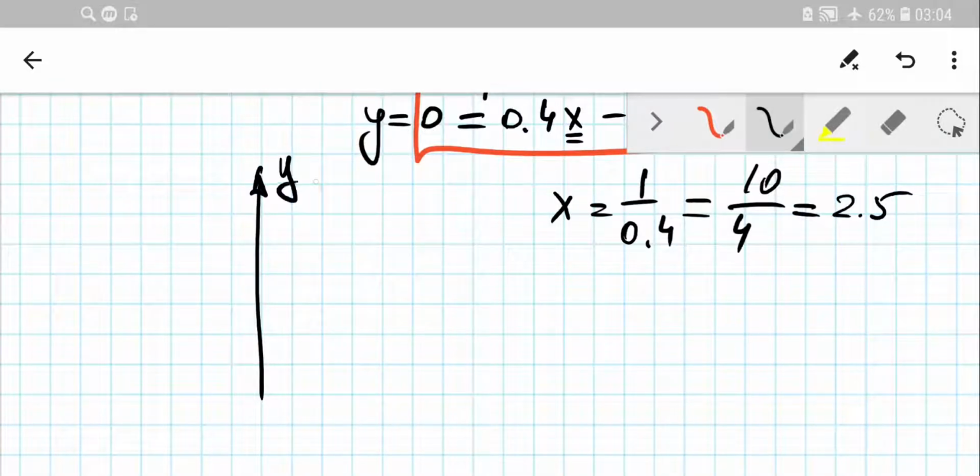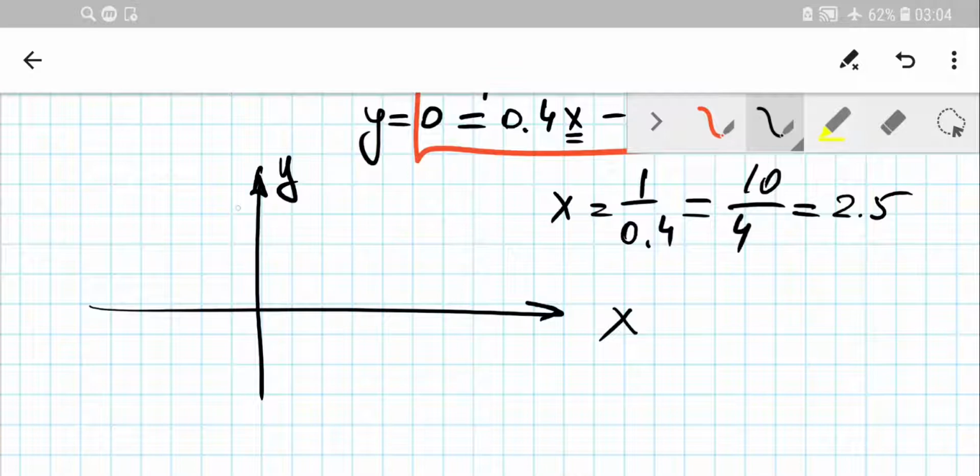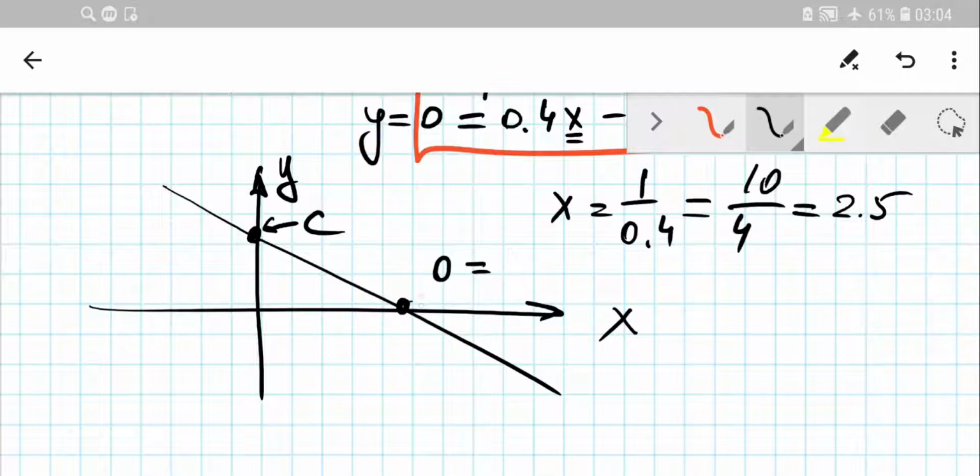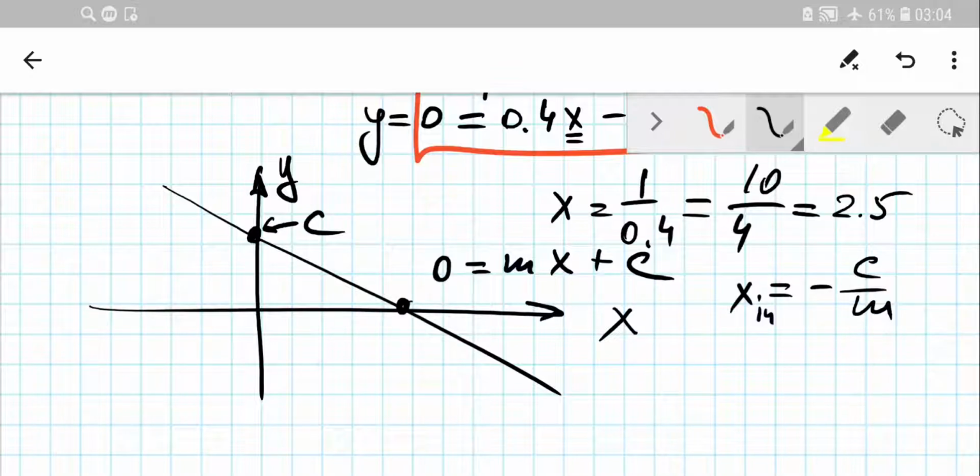If we have y from x, and let's say this is the line, so c actually determines the y-intercept. The x-intercept we can define by plugging 0 instead of y into the general equation of the line. So mx + c = 0. From here we can determine the x-intercept generally as negative c over m. That's what stands for the x-intercept.